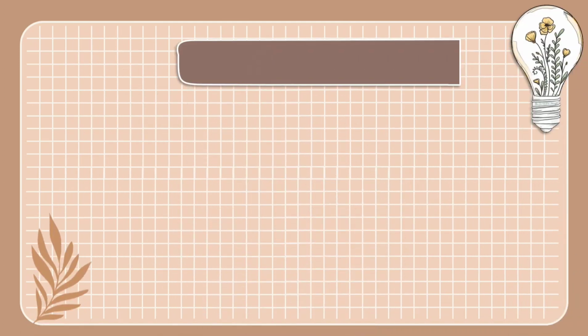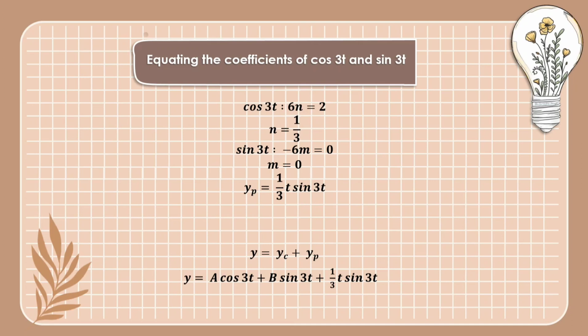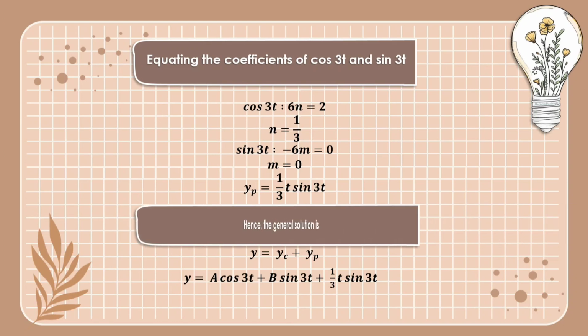We equate the coefficients of cos 3t and sin 3t, and we got n equal to 1 over 3, m is equal to 0, and the required particular integral is yp equal to 1 over 3 t sin 3t. Hence, the general solution is y equal to a cos 3t plus b sin 3t plus 1 over 3 t sin 3t.